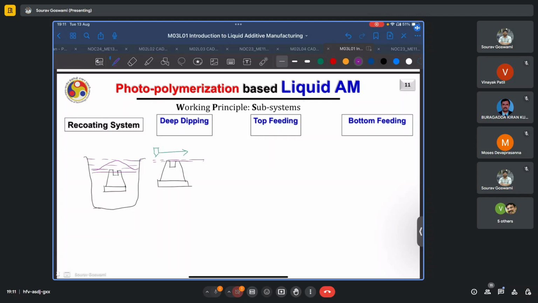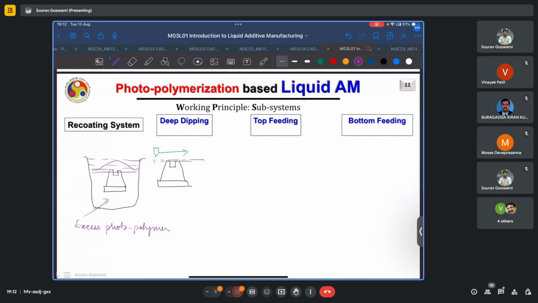However, to allow for this deep dipping, you still need excess quantities of photopolymer in the vat. A second type is called top feeding, where after each layer of deposition or each layer of curing, you have a flying liquid head which comes on top of it, deposits the material in the necessary regions, does not deposit material in the regions which are not to be cured, and then moves away. This is called top feeding. It can be accomplished by a nozzle, micro nozzle.